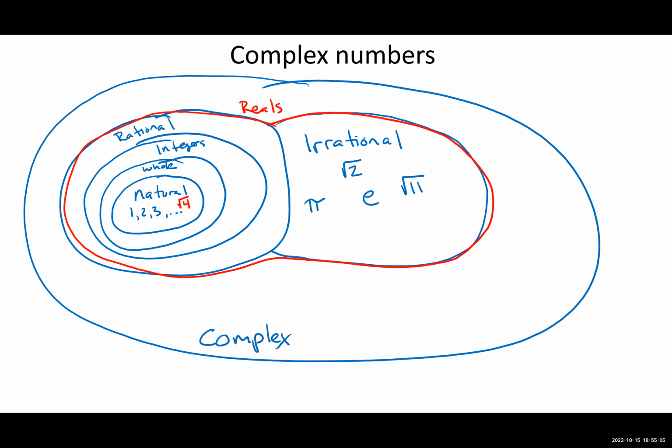So every natural number is a whole number. Every whole number is also an integer. Every integer is rational. Every rational is also real. Every real number is also complex. But there are some complex numbers that are not real numbers. So that's what we want to talk about today.